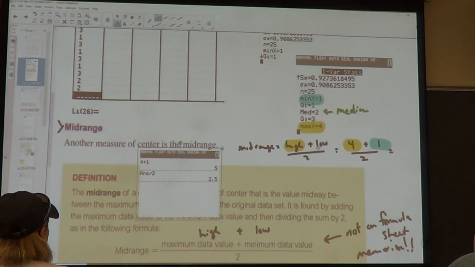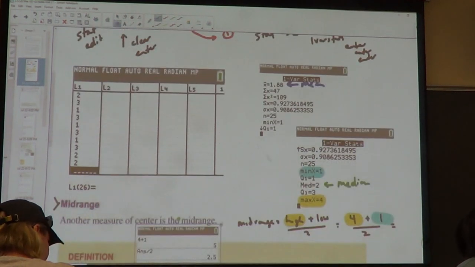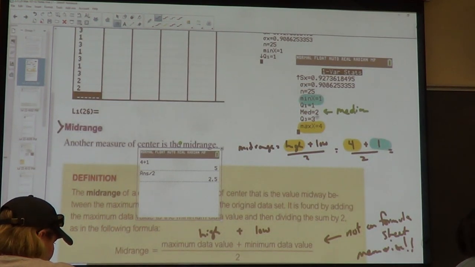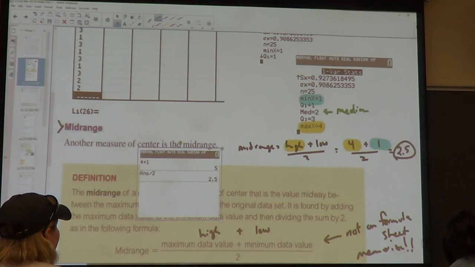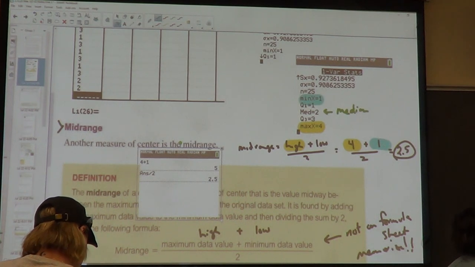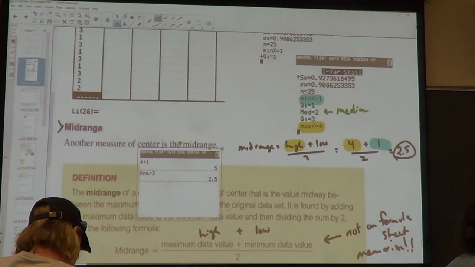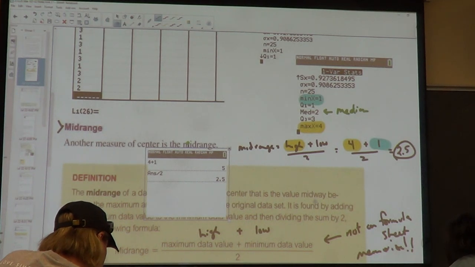Now, technically, you don't have to go through all of this. You could say, okay, my biggest number is four, my smallest number is one, add them up, divide by two. But if you're already doing one var stats, it'll tell you your maximum and your minimum. That's going to be your high and your low. So my mid range is going to be 2.5. So your mid range is halfway between your highest value and your lowest value. So we've done mean, median, mode, and mid range.